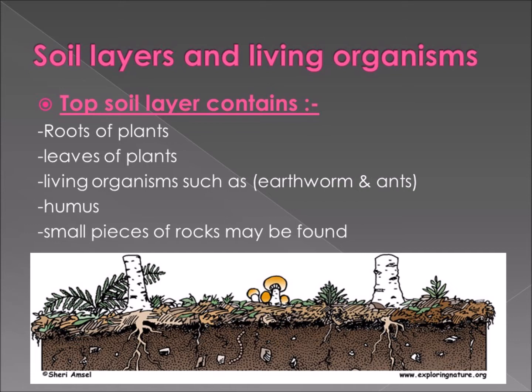So the roots are found in which layer? In the topsoil layer. Also the leaves that fall from the plants, living organisms such as earthworms and ants, and humus that we talked about in the previous part. Humus is the decayed living organisms that give the soil nutrients. Small pieces of rocks may be found. So this is the topsoil layer: roots, leaves, living organisms such as earthworms and ants and spiders, humus, and small pieces of rocks.